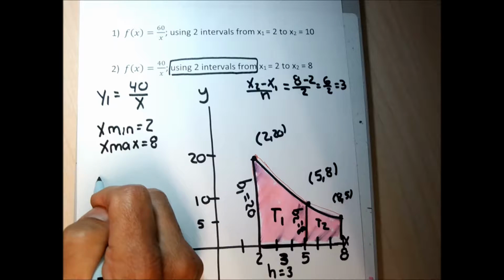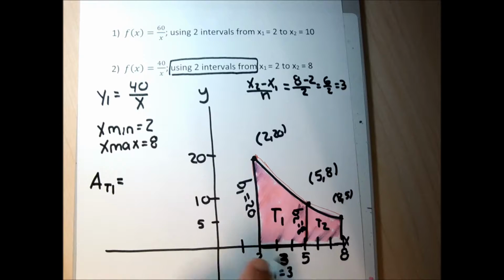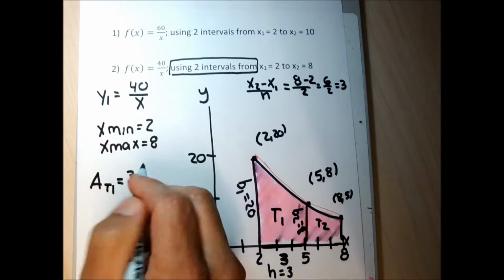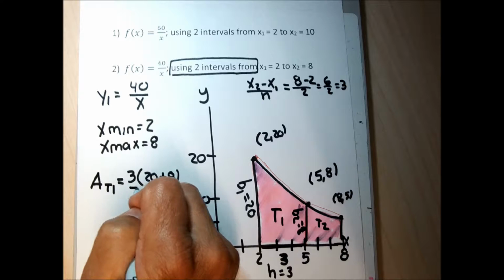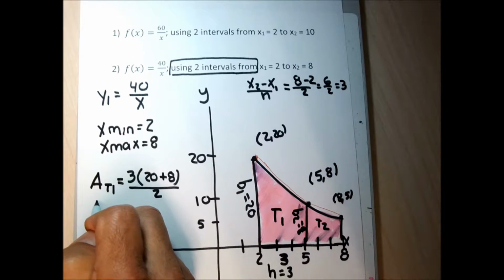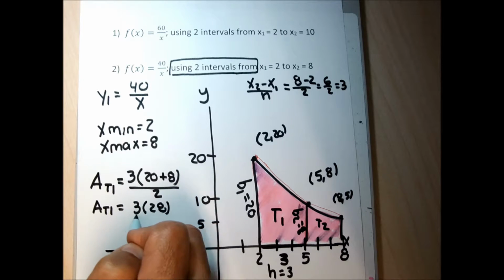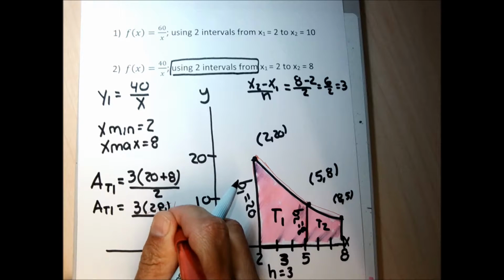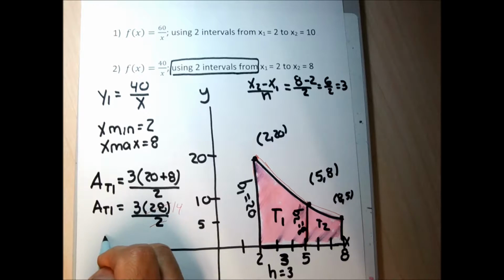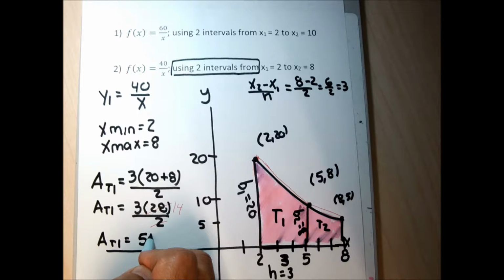So the area of trapezoid 1 equals the height 3 times base 1 20 plus base 2 8, not that it looks like an 8, but it's an 8, divided by 2. So the area of trapezoid 1 is 3 times 28 over 2. Makes it easier if I cancel, if I'm not doing this on my calculator, so I'm going to cancel those and get a 14. And then 3 times 14 is 42. So the area of trapezoid 1 is 42 square units.